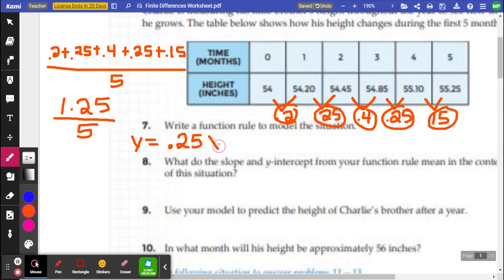The x, yes. Now I need my y-intercept. Where do I go to find my y-intercept? Yes, you go where x is 0. X is on top. Here's the 0. So the y-intercept is 54. Good job.